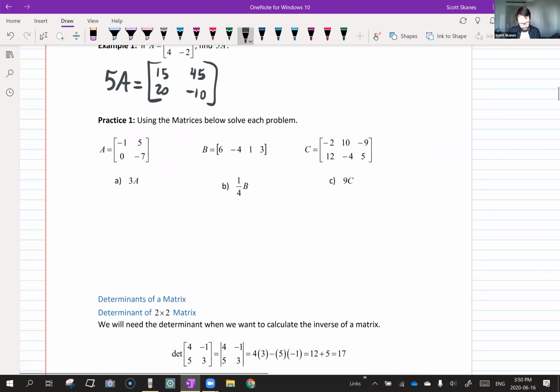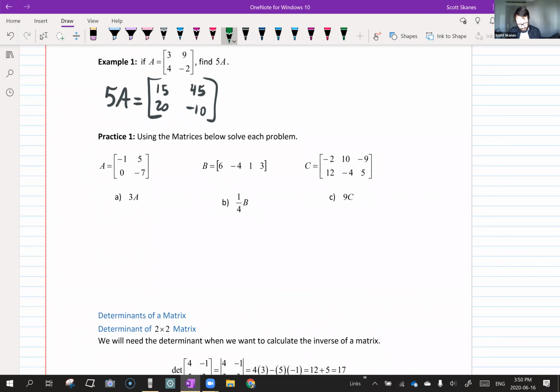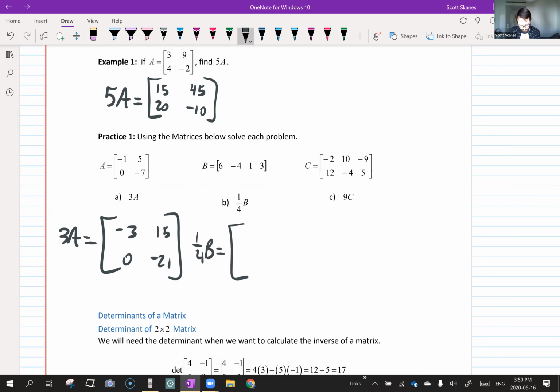Okay? We're finished. This one here, the first one, 3A, I'll do it just because it's so fast. 3A. Just multiply every element by 3. Done. In B, if you want 1 over 4B, you just divide every element by 4. Well, 6 divided by 4 is the same as 3 over 2. 3 over 2 and negative 1 and 1 over 4 and 3 over 4.